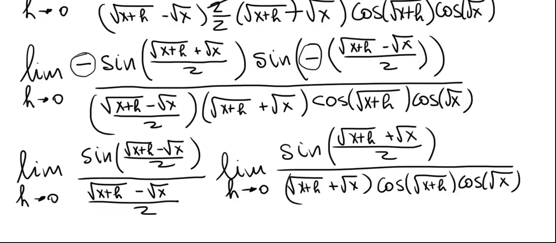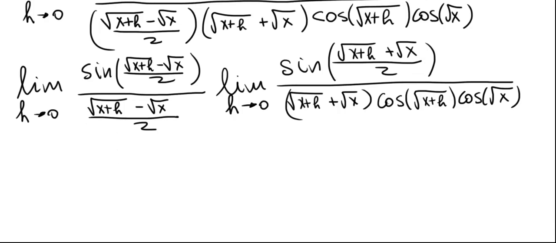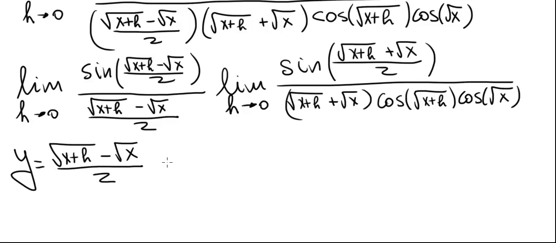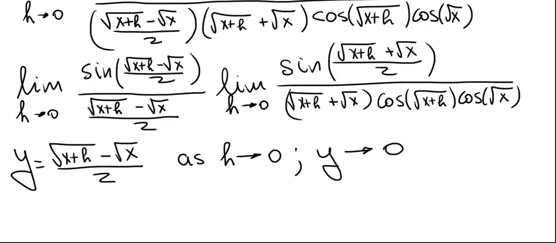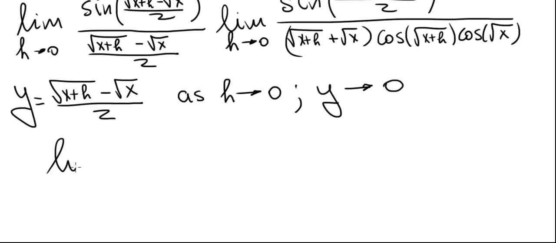Now for the first limit, we're going to make the substitution. Let y equal (square root of x plus h minus square root of x) divided by 2. Notice that as h goes to 0, y will approach (square root of x minus square root of x) over 2, so y will also go to 0. And now we can finish this problem. The first limit is now the limit as y goes to 0 of sine y over y.